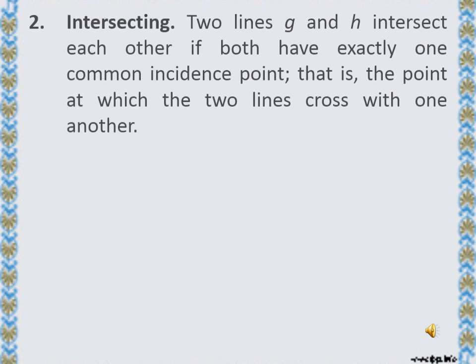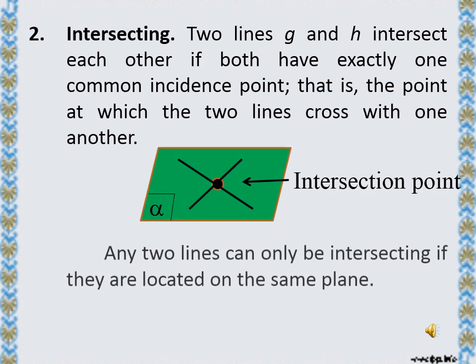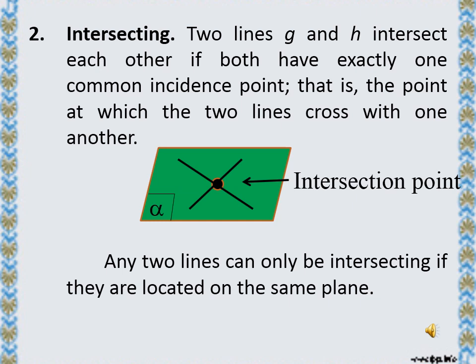2. Intersecting. Two lines g and h intersect each other if both have exactly one common incidence point. That is the point at which the two lines cross with one another. Any two lines can only be intersecting if they are located on the same plane.